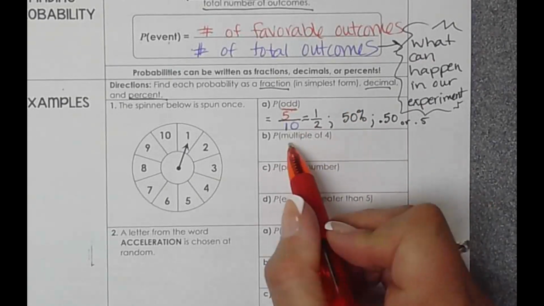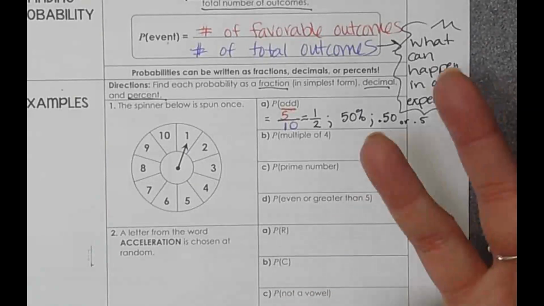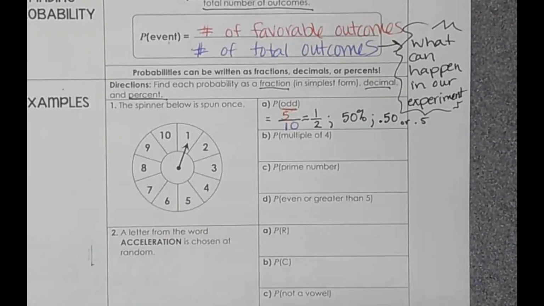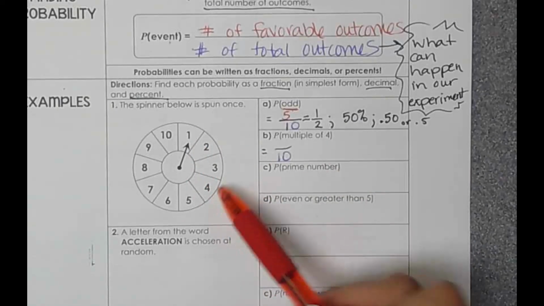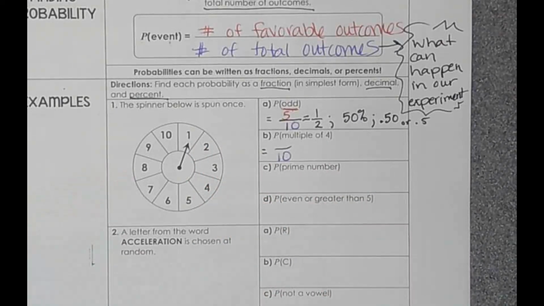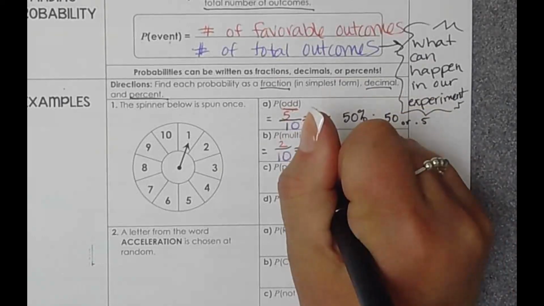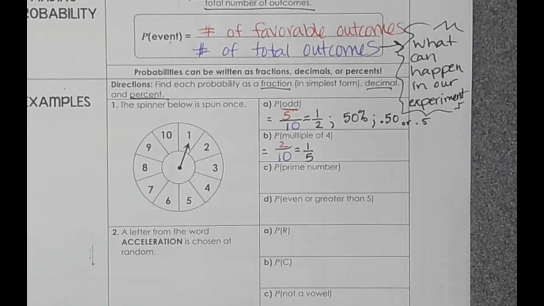Okay, look at our next one, a multiple of 4. So a multiple of 4 is like skip counting. 4, 8, 12, 16. Again, we haven't changed our total here, so our total amount of outcomes is 10, so our denominator is still 10. And we have 2 possible outcomes that are multiples. So in this case, this would reduce down to 1/5. Again, we're dividing our numerator and denominator by 2.